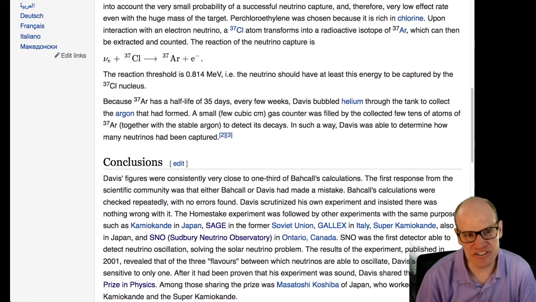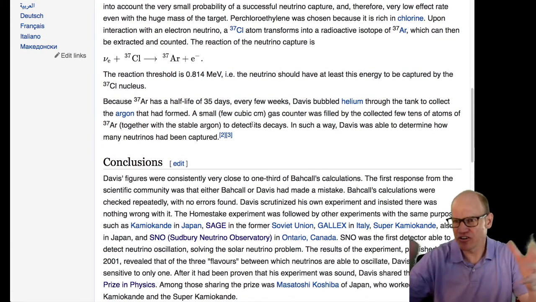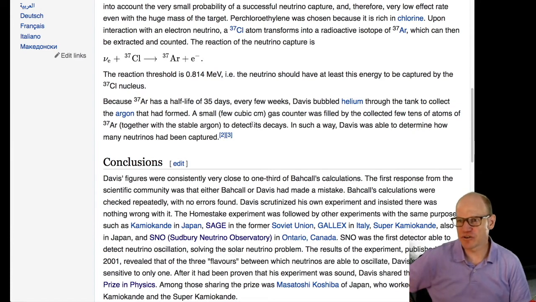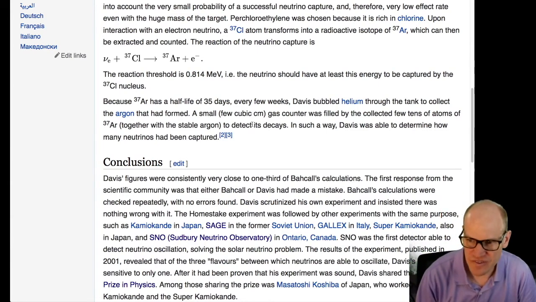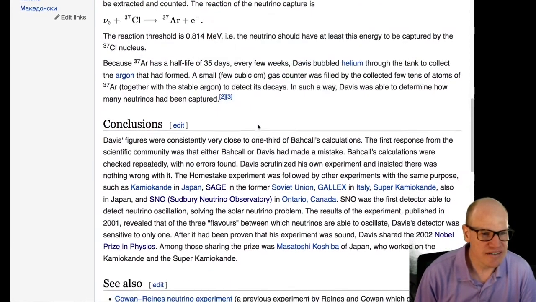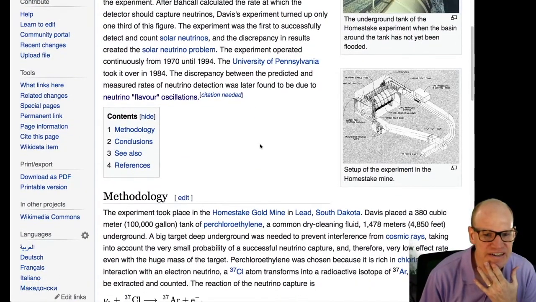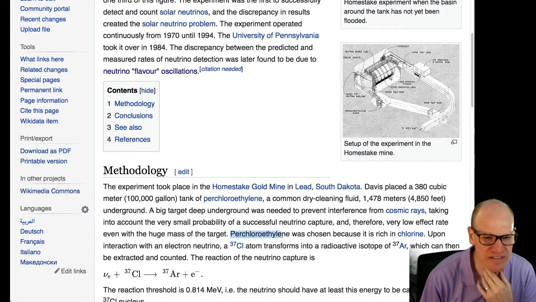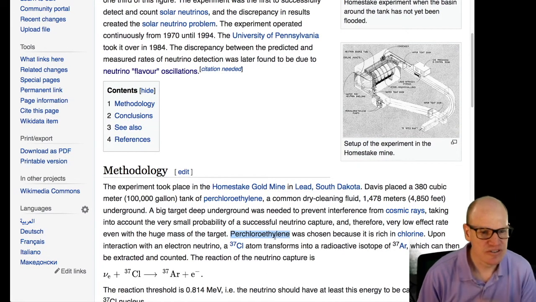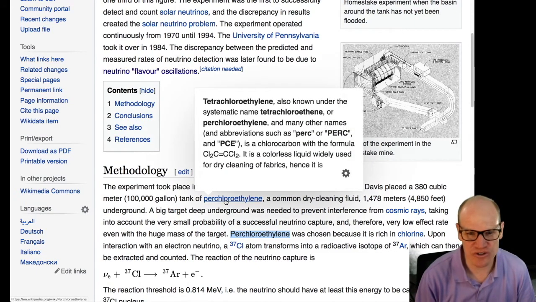Okay, and it's mixed in with argon that just exists in nature, the ambient argon abundance, because argon is the third most abundant element in the atmosphere. You have nitrogen, oxygen, argon is third. Anyways, he ran this. Let's see if we can see where it has perchloroethylene. Perchloroethylene was chosen. So let's take a look at that. Perchloroethylene, a 100,000 gallon tank of perchloroethylene.